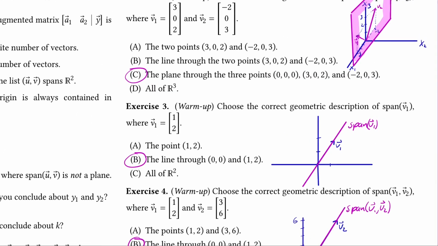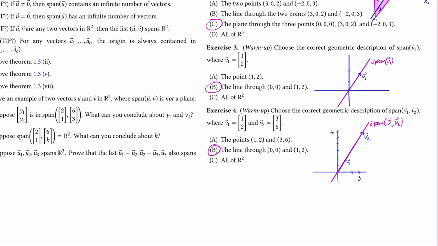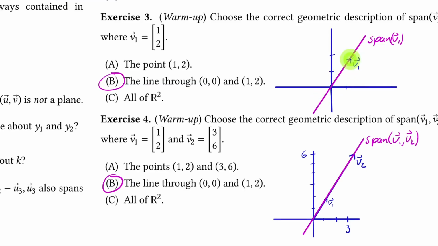Okay, for exercise 3 and 4, the answer for these are the same. Like for 3, it's definitely, the span is this whole line here. It includes v1, this point, as well as any multiple of it, which means you can stretch it out as much and get to any other point, shrink it down smaller, multiply it by a negative number, multiply it by 0, all that stuff. So that is the line through 0, 0, and the vector 1, 2.